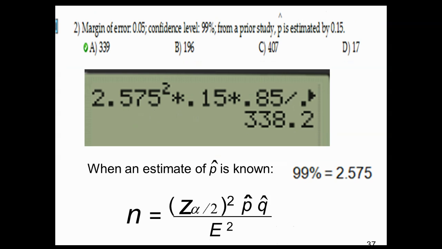And then the last one here, you want to be 99% confident. So the z-score that's associated with 99% is 2.575. There it is, 2.575. I'm told to square that. P hat times q hat. He tells me p hat is estimated as 0.15. If p hat is 0.15, q hat is 1 minus 0.15 or 0.85, divided by the error squared. The error is 0.05. You can't see it, but I'm squaring it. Hitting enter, 338.2, rounded to the next highest number is 339. And that is the end of that. Okay, hope that helps.